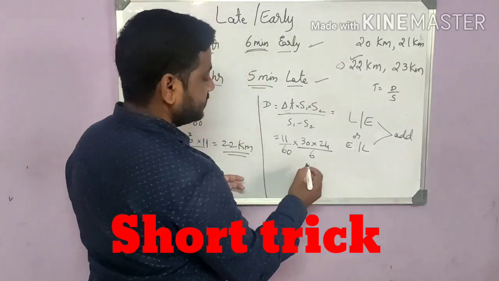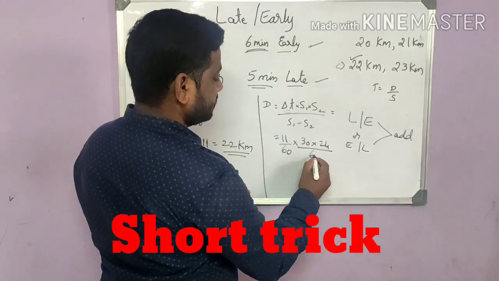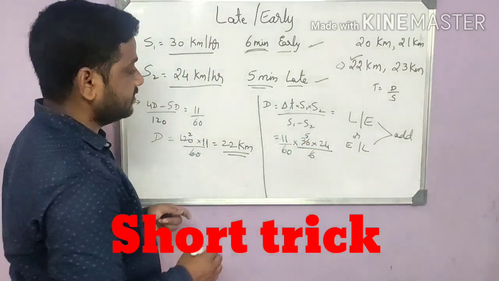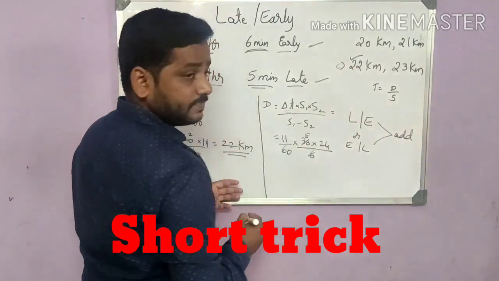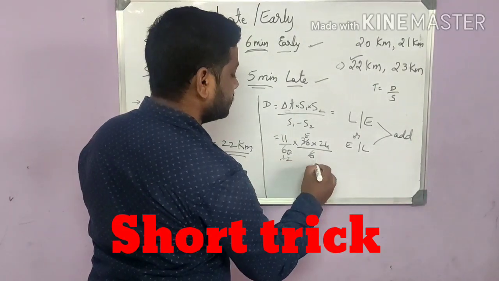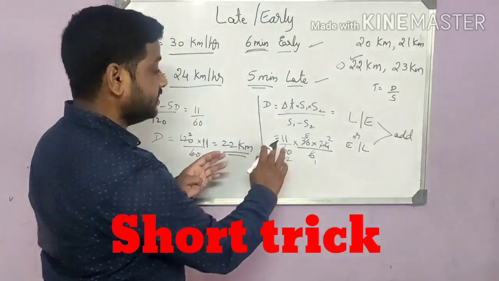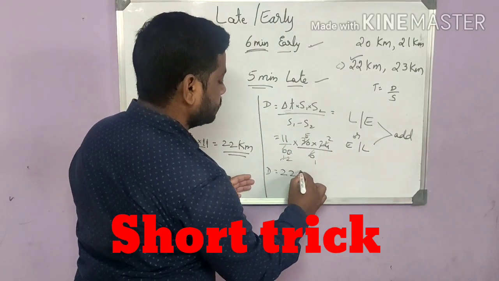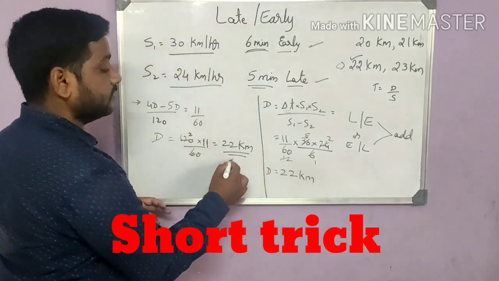Now if you simplify this, we can do it like this. 6 ones are 6, 5 ones are 5, 12s are 60. 12 ones are 12, 2s are 24. So remaining 11 and 2. So the distance will be 22 kilometers. That is what we got here.